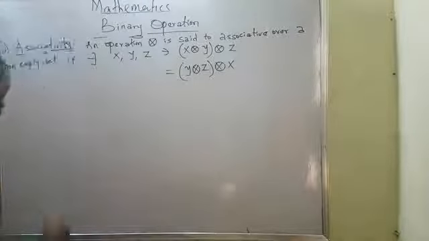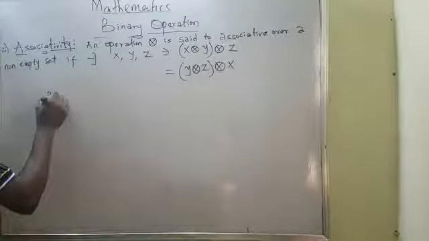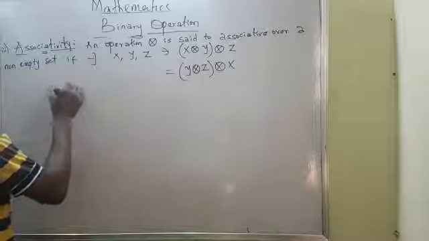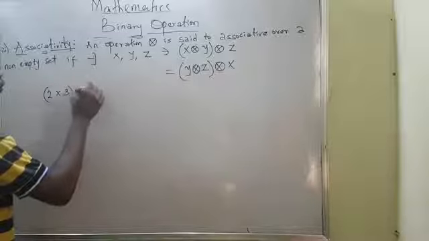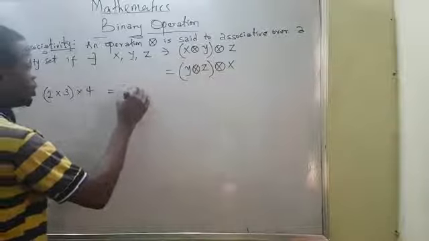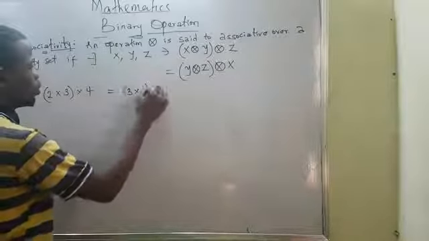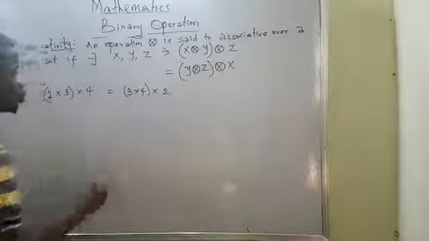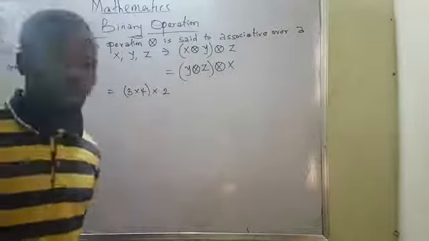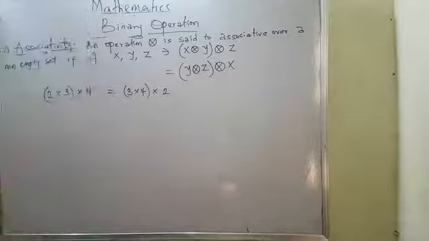What do I mean? I have 2 times 3 times 4, which is the same thing as 3 times 4 times 2. Isn't it? The same thing. So this is the associative property. So associativity has been defined here. Let's go to number 4.